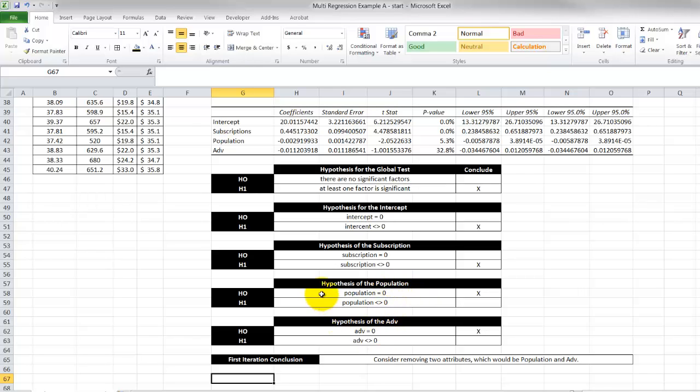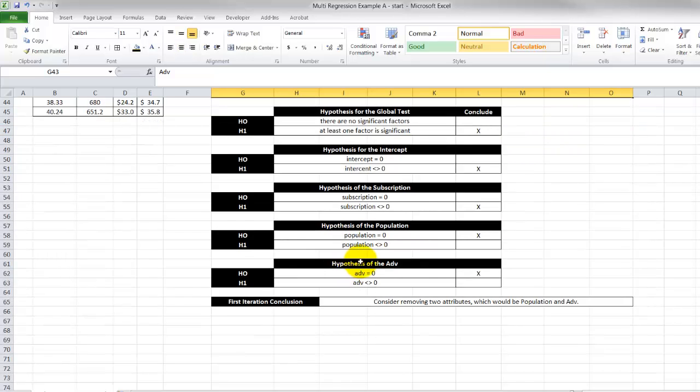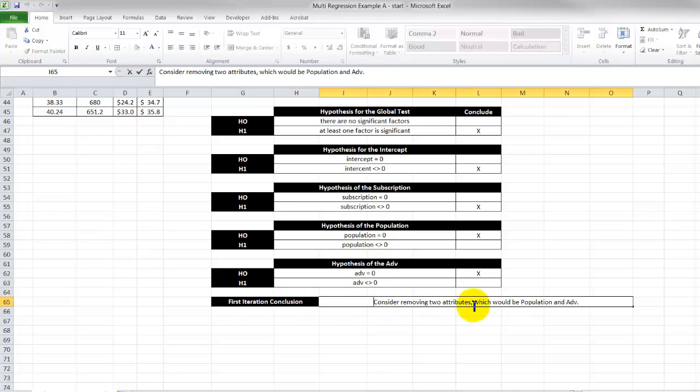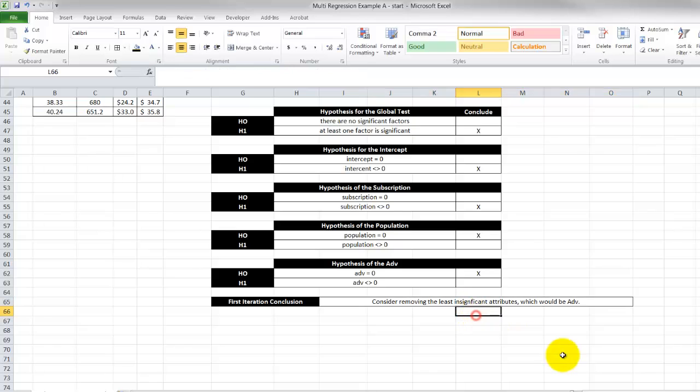One is called Stepwise. Stepwise would remove the least significant attribute first. So I'm going to remove advertising first. If we're going to implement this stepwise strategy, I'm going to stick with my first iteration conclusion, but I'm going to consider removing 1 attribute, the least significant one, which would be advertising. Okay, let's go ahead and run that.